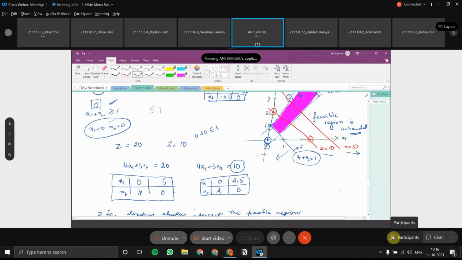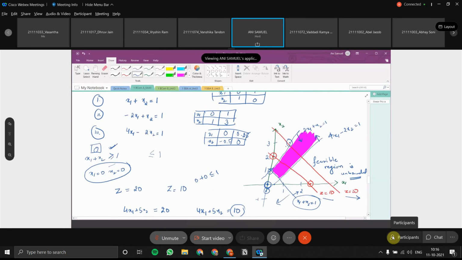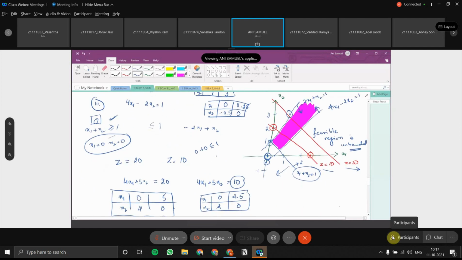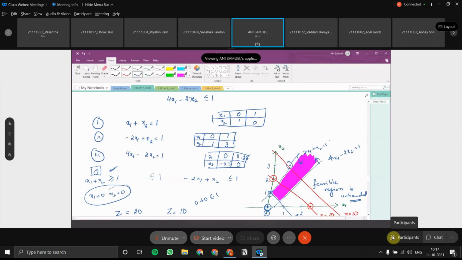Next, take another line. Let's take minus 2x1 plus x2. What was the condition? Less or greater? Less than or equal to 1, let's take. Now check for the origin, since this line, minus 2x1 plus x2, also is not passing through the origin, so we can take 0. It is an easier calculation. So tell me, when I am taking 0, is it satisfying the condition? Yes, it does. So wherever my origin is lying, towards that way, it is the feasible region. Understood?